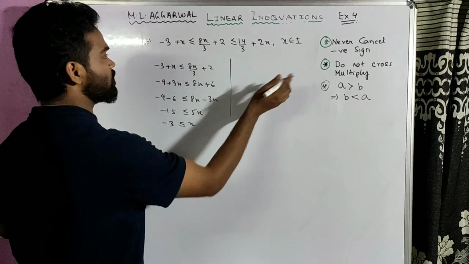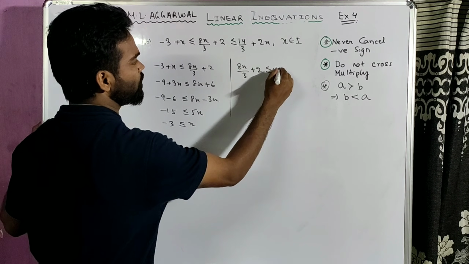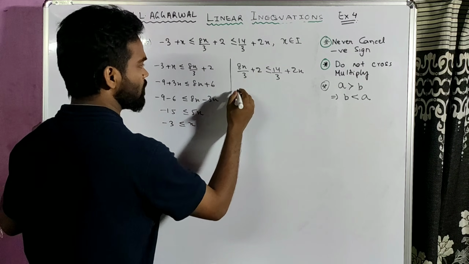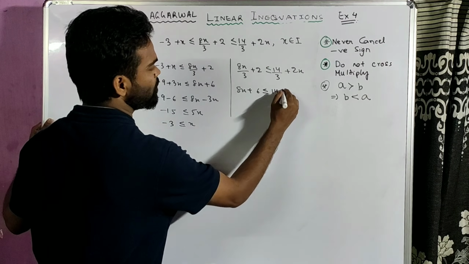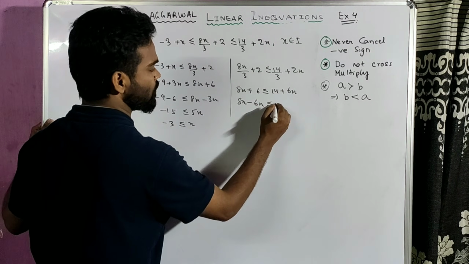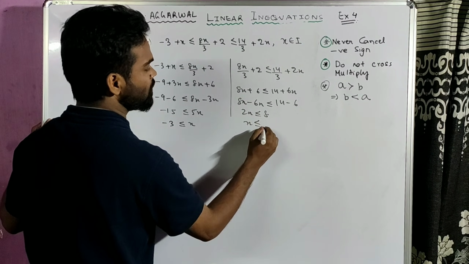Solved. We'll solve this part again. 8x by 3 plus 2 less than or equal to 14 by 3 plus twice x. We'll multiply by 3 on both sides. So this is 8x plus 6 less than or equal to 14 plus 6x. So 8x minus 6x less than or equal to 14 minus 6. So 2x less than or equal to 8, x less than or equal to 4.